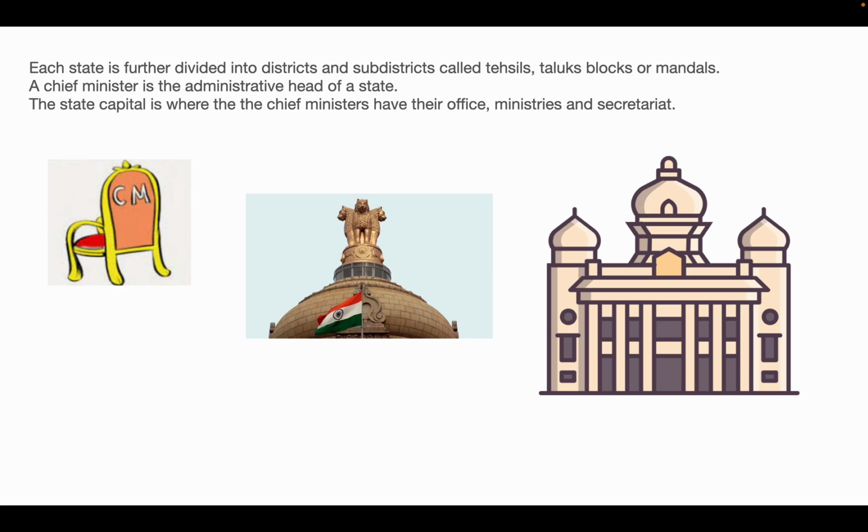For each state, the chief minister is the administrative head of the state, while the prime minister is the administrative head of the country. And the state capital is where the chief minister has their offices, ministries and secretaries. So it becomes easy for the chief minister to govern sitting at one place on how his state should perform and run from the administrative point of view.